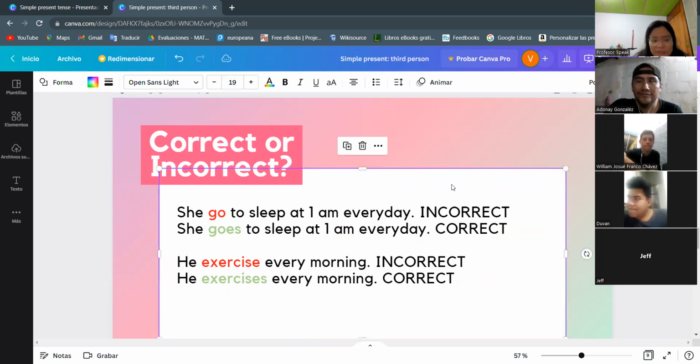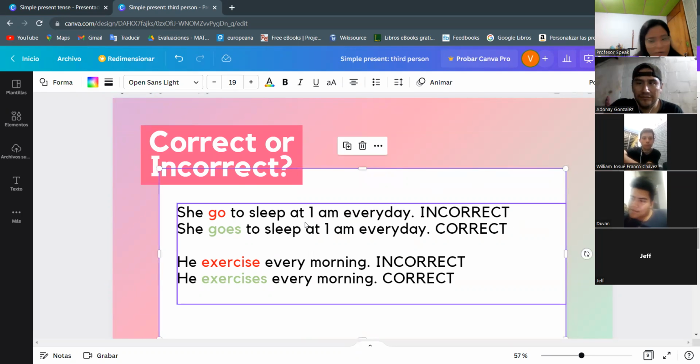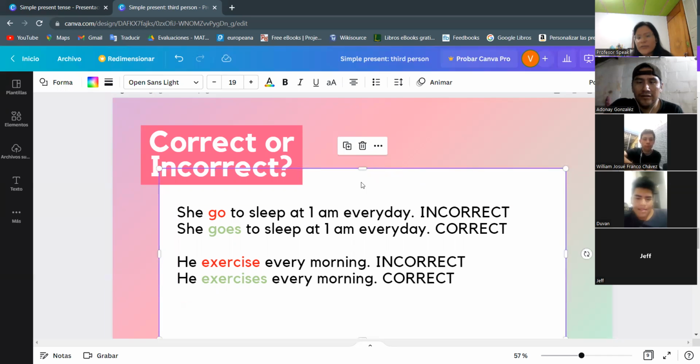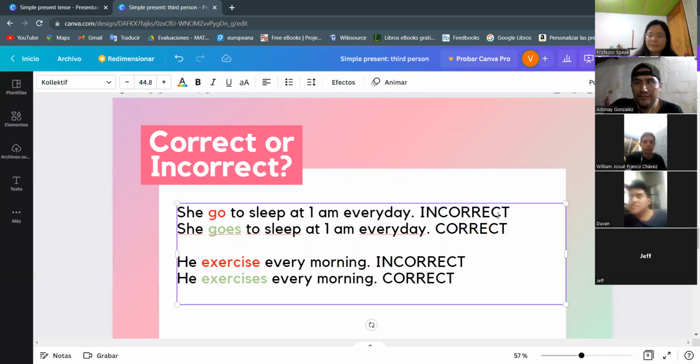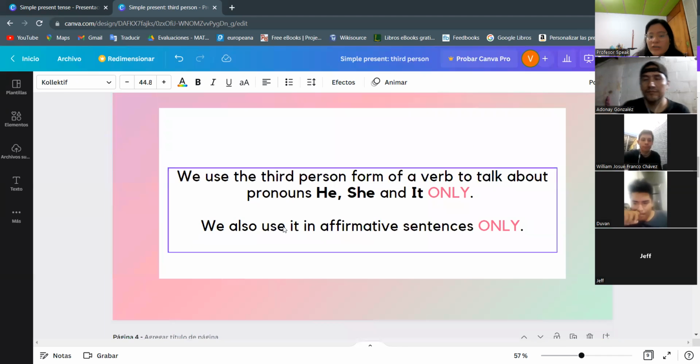So now we go into this. Correct or incorrect? Let's see. William, can you help me read the first two examples, please? Correct or incorrect? She goes to sleep at 1 a.m. every day. It's incorrect. She goes to sleep at 1 a.m. every day. It's correct. Good. Thank you. Like we learned here, we use it in affirmative sentences only. Not for questions, not for negative sentences, only for affirmative ones.